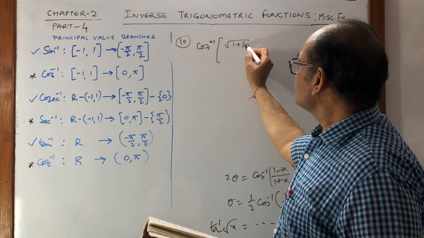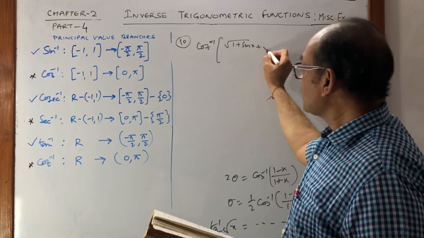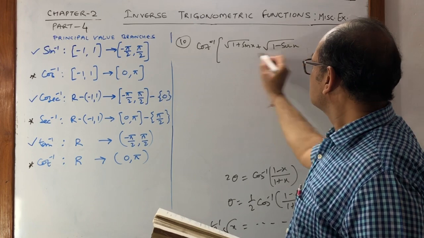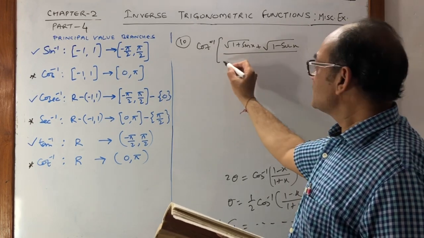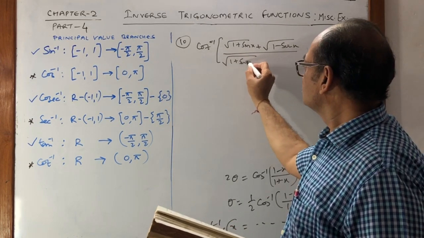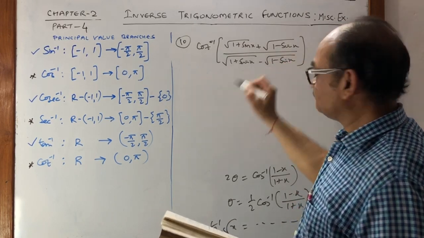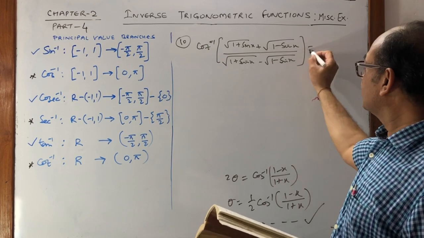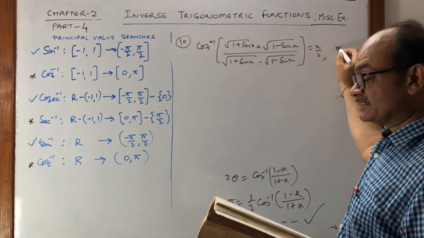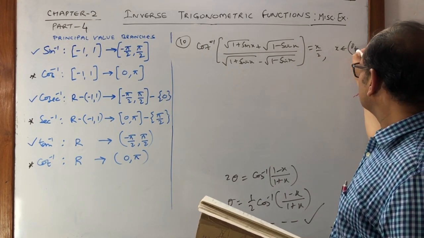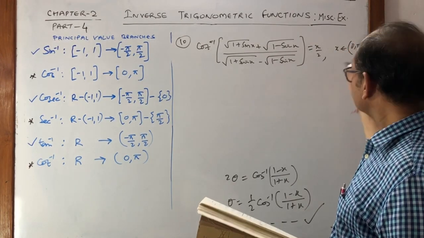Root of 1 plus sin x, 1 minus sin x, 1 plus sin x, and 1 minus sin x. Very good question. You have to prove x by 2, where the range is given as 0 to pi by 4.